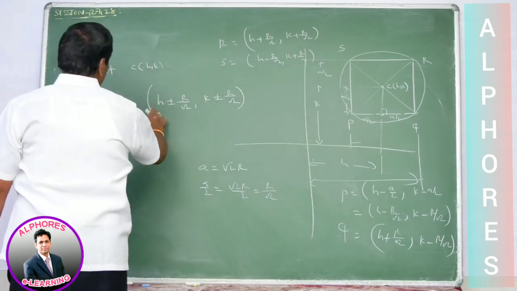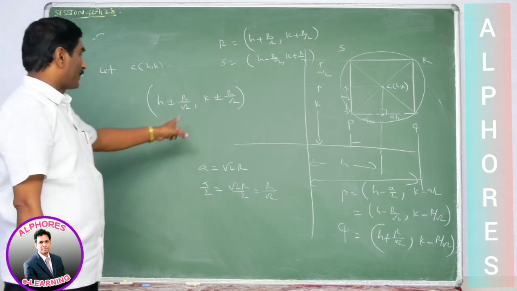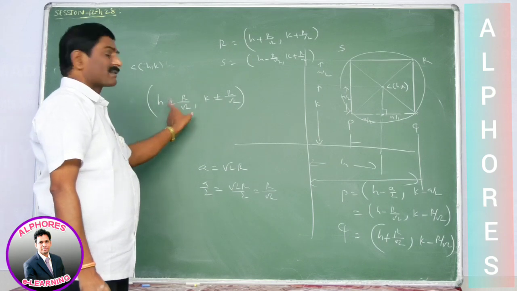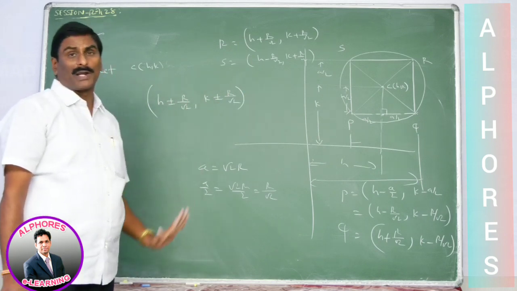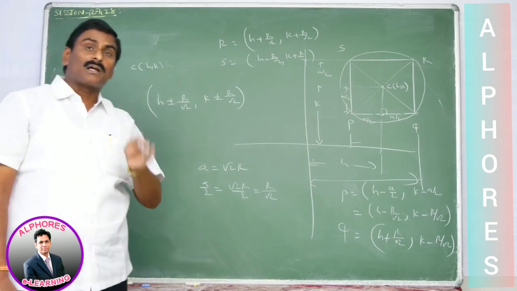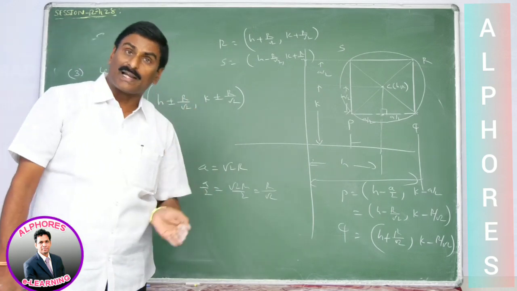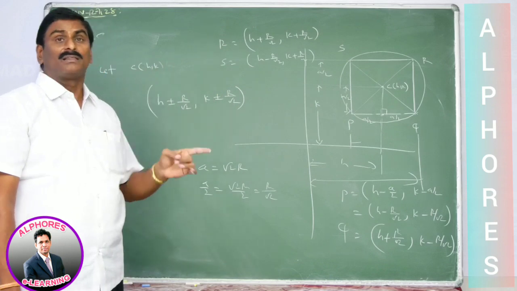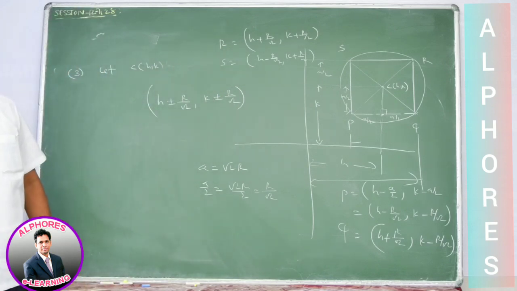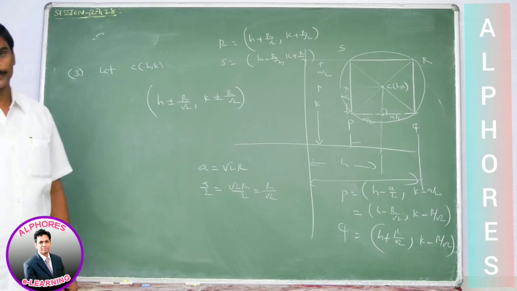Finally, the points are (H plus or minus R by root 2, K plus or minus R by root 2). We take plus plus, plus minus, minus plus, minus minus. We get 4 points. It is a very important point. If the sides of the square are parallel to the coordinate axes and the center is given, then the vertices of the square are (H plus or minus R by root 2, K plus or minus R by root 2).